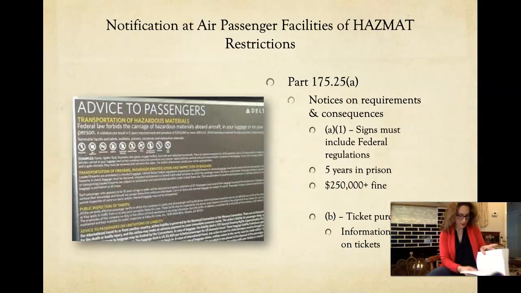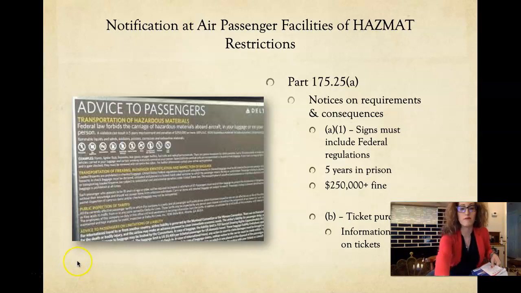175.25A talks about notification at air passenger facilities of HAZMAT restrictions. A talks about notices of requirements, ticket purchase, check-in, and signage. So you may have seen this before. Like if you go to the ticket counter, it's underneath the ticket counter.